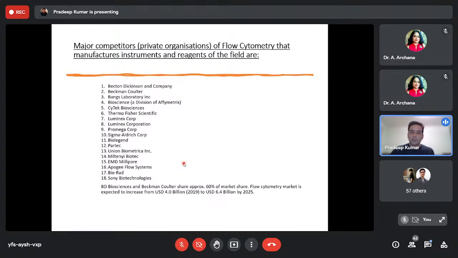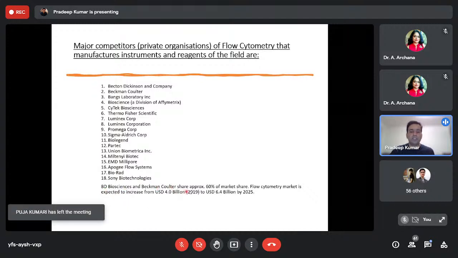Some of the companies have a major chunk of business from all over the world. For flow cytometry, BD Biosciences and Beckman Coulter share approximately 60% of the total market share.